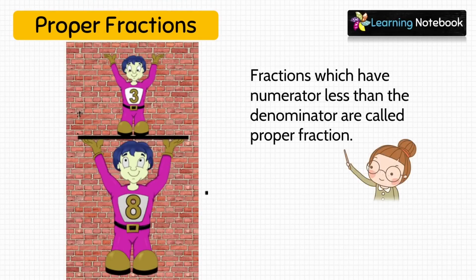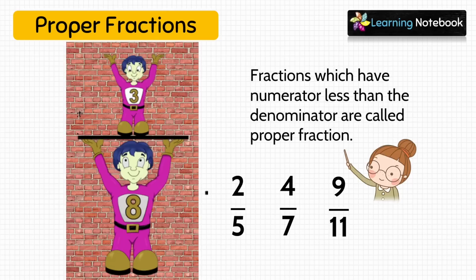So, students, it means fractions which have numerator less than the denominator are called proper fractions. For example, 2 by 5, 4 by 7 and 9 by 11. These all are proper fractions because their numerator is less than their denominator.